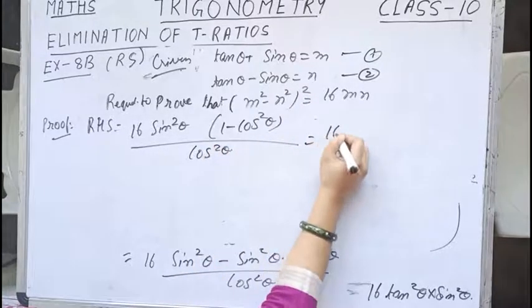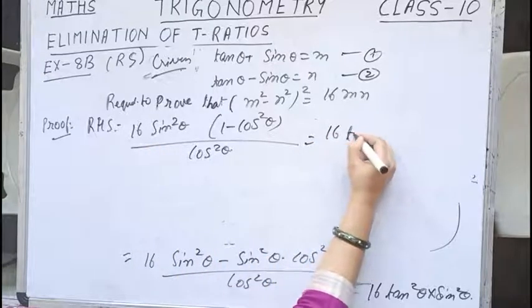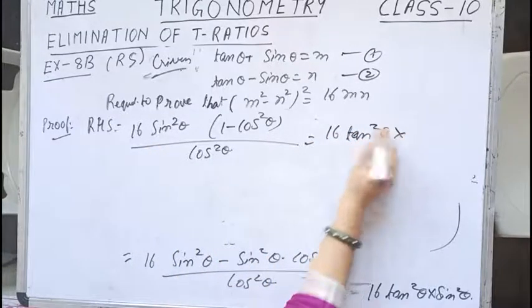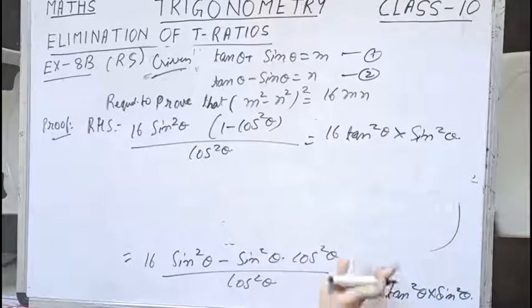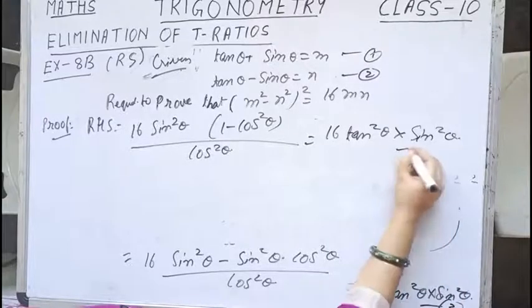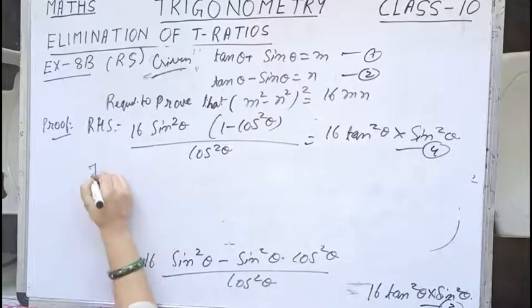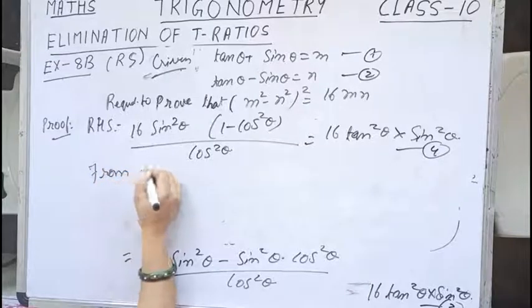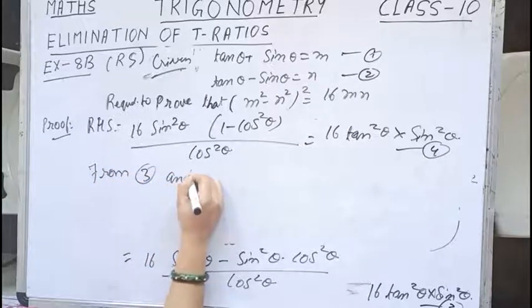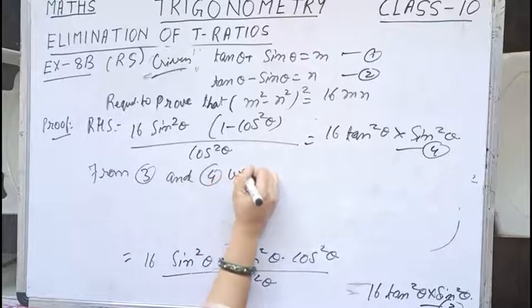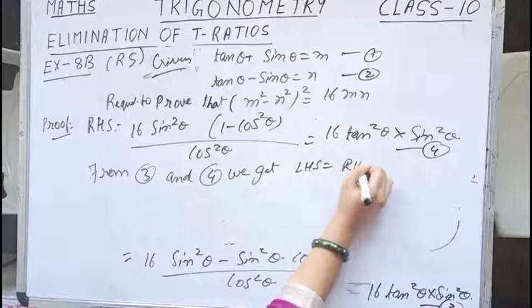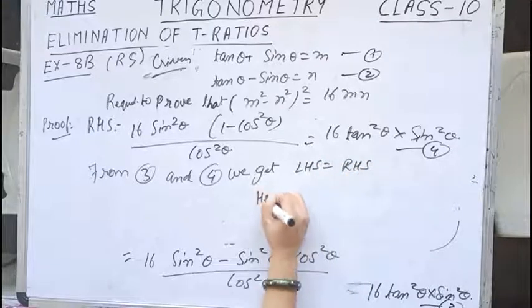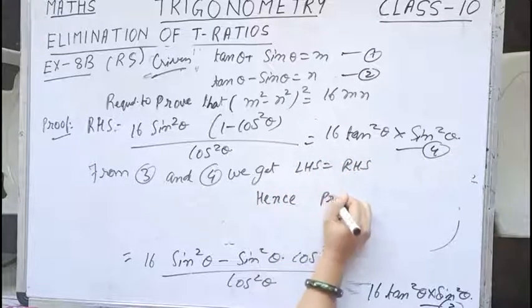So this will be equal to 16. The sin square by cos square is tan square theta, and 1 minus cos square theta is sin square theta. And this was only the LHS which we have got. So make it number 3, this one, and this one as 4. So from 3 and 4 we get LHS equals to RHS, and hence proved.